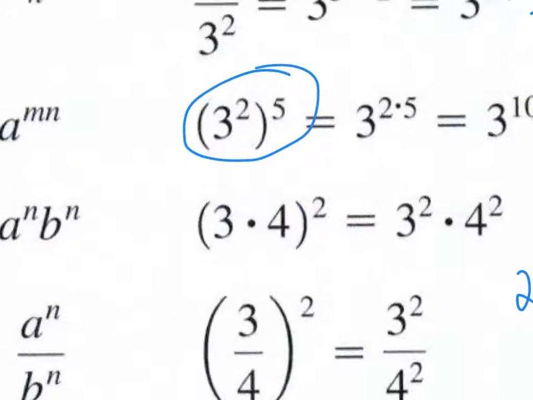Here, I have two inside. What do I have to do with this two on the outside? What do I have to do to the numbers? I have to distribute it. It goes to everything. And then you can simplify.